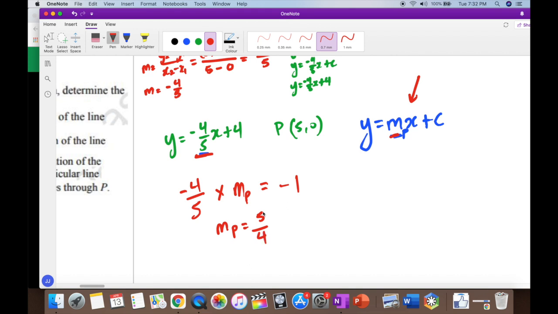Yeah. And if you want confirmation, you take 5/4 and you multiply it back by this -4/5, and guess what? You will get -1. Right? So this here is the gradient of our perpendicular line. y is equal to 5/4x plus c. How could we find c?